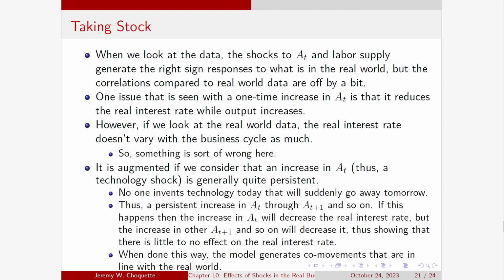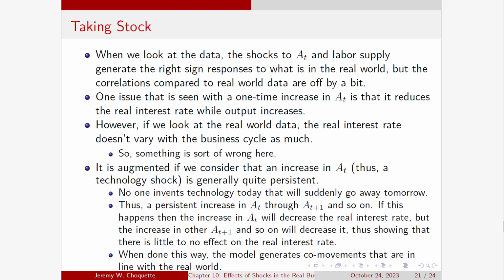Now, an issue that we see is with a one-time increase in A, that total factor productivity, it's going to reduce the real interest rate while output increases. But if we look at real world data, the real interest rate doesn't vary with the business cycle quite as much. So something's a little off here.